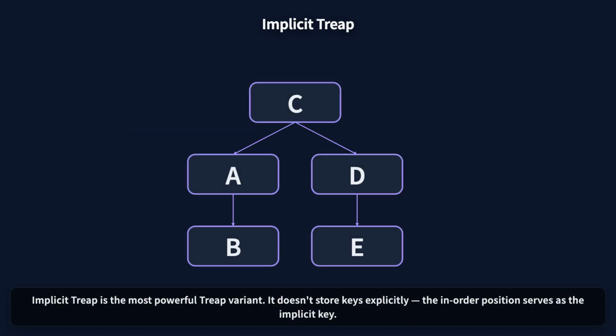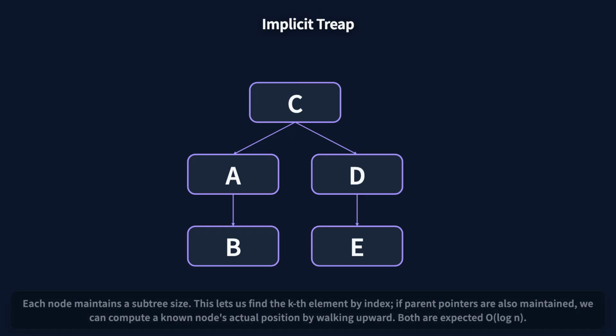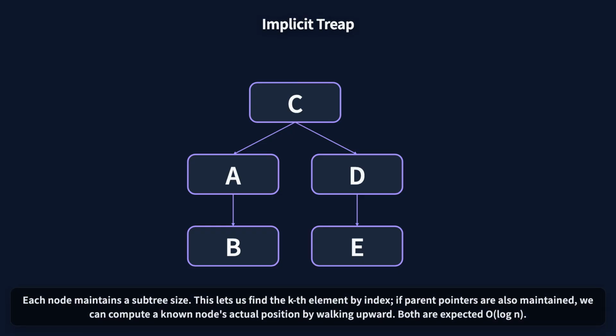Implicit treap is the most powerful treap variant. It doesn't store keys explicitly. The in-order position serves as the implicit key. Each node maintains a subtree size. This lets us find the kth element by index. If parent pointers are also maintained, we can compute a known node's actual position by walking upward. Both are expected O(log n).